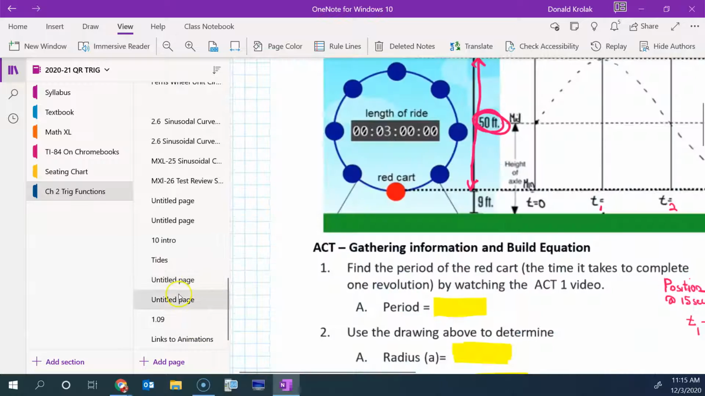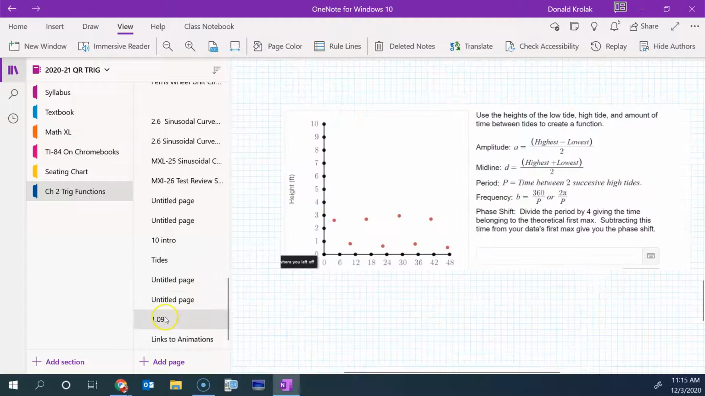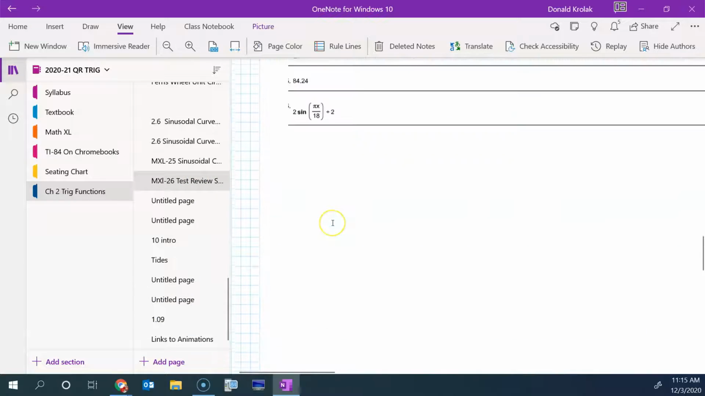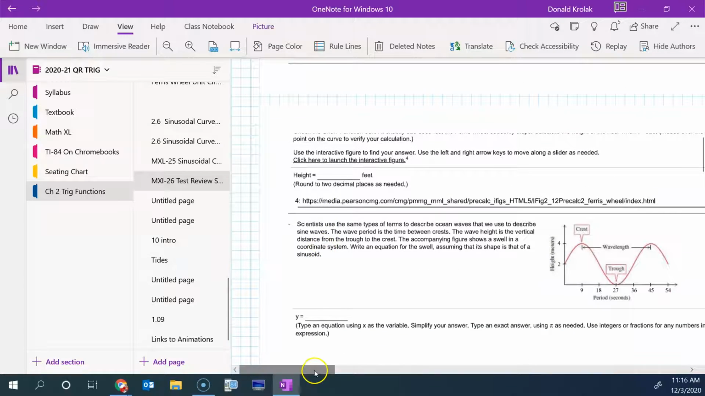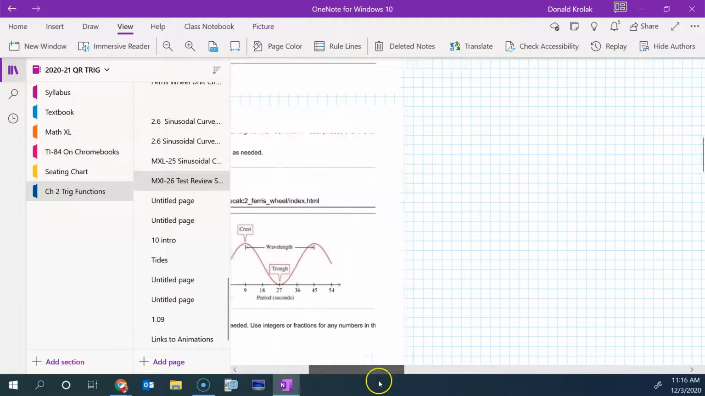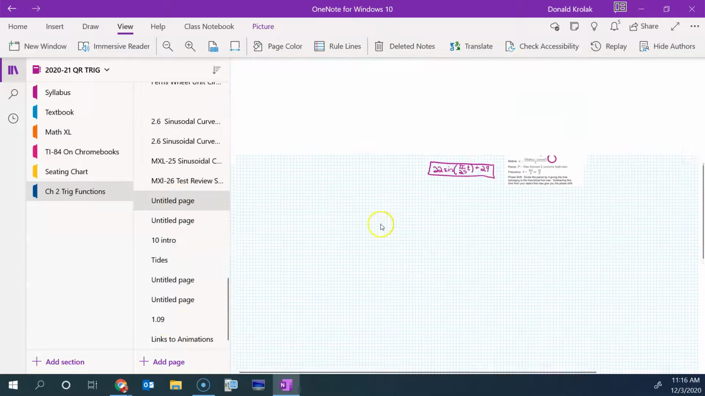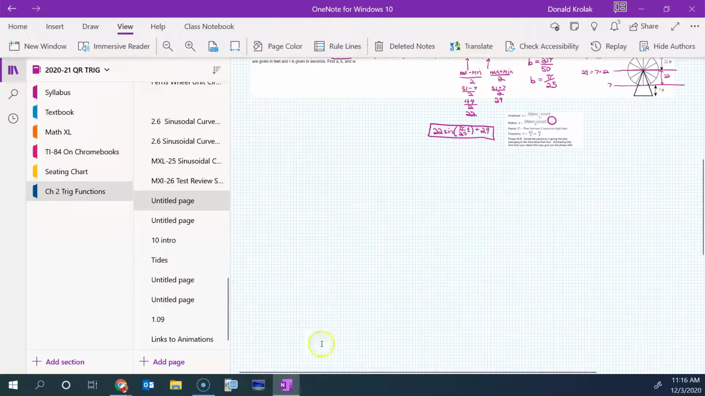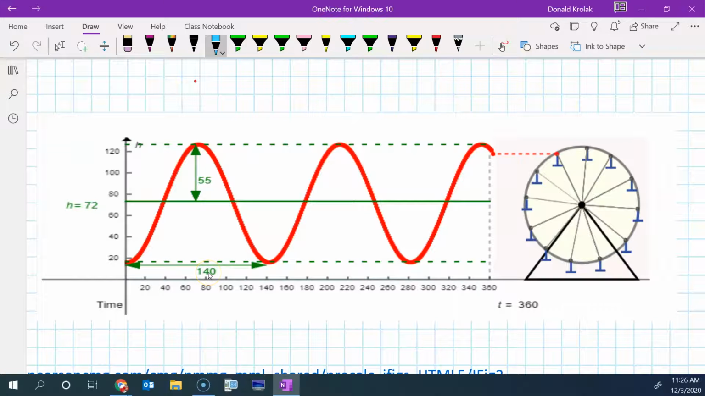Nope. Sorry, I'm trying to find where I pasted pictures. Should be over here somewhere. Right, it's the same thing.